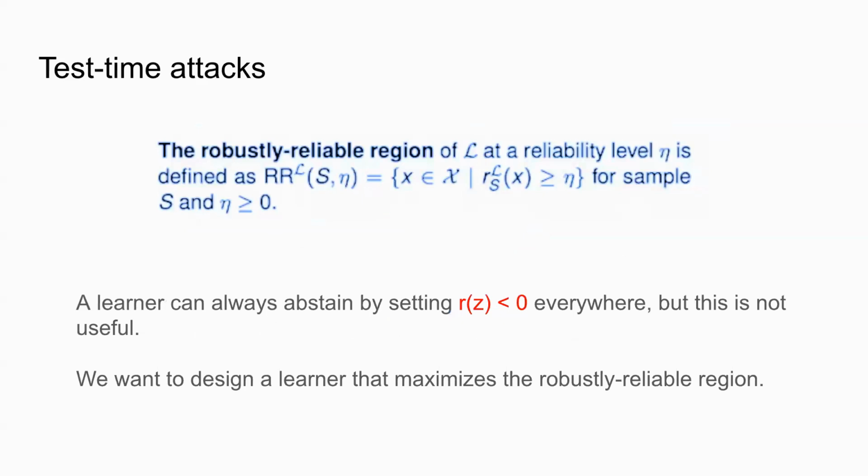Again, we can extend the definition of the robustly reliable regions. We've already shown this, so I can go a little faster. The robustly reliable region at reliability level eta is the set of those points where our learner gives a value of at least eta as its reliability level. The learner can always abstain by setting negative values of R, but obviously this is not useful. We don't want it to happen too often. We want to maximize the points; again, we want to give the largest value of R wherever possible.